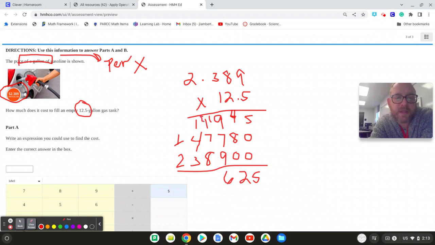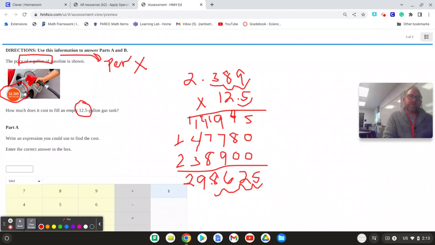Carry my 2. So 2 plus 1 is 3, plus 7 is 10, plus 8 is 18. Carry my 1. 2, 4 is 6, plus 3 is 9, and a 2 at the front. And then I've got 1, 2, 3, 4 digits in my question behind a decimal point. So I'm going to add 4 to my answer. 1, 2, 3, 4. It looks like $29 and around 86 cents is going to be your answer because you drop those last couple digits off when you are buying a gallon of gas.